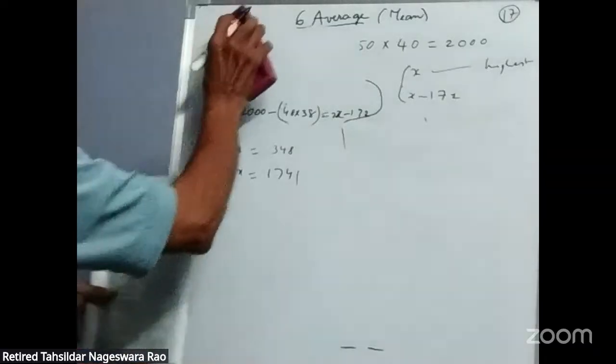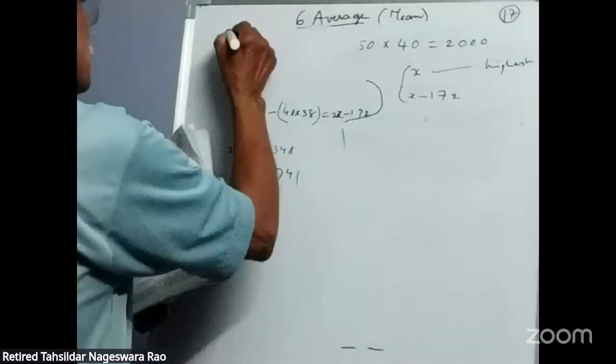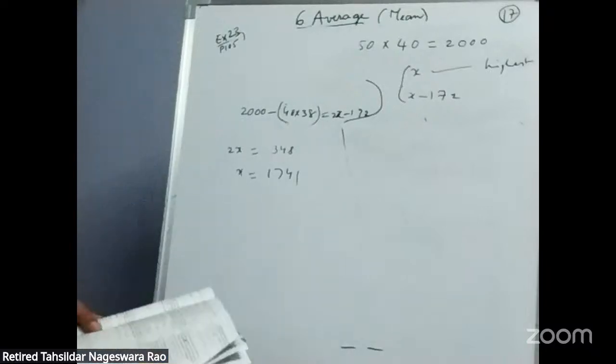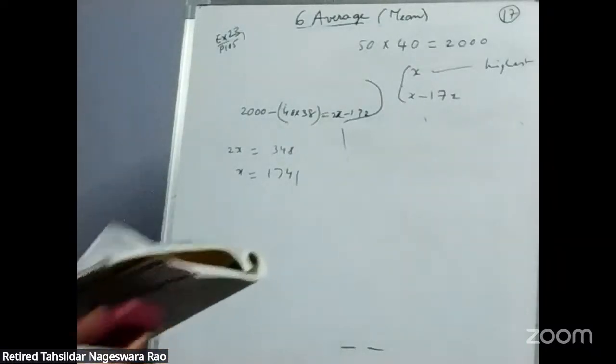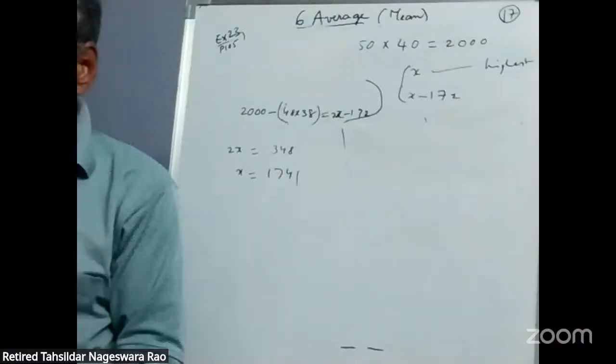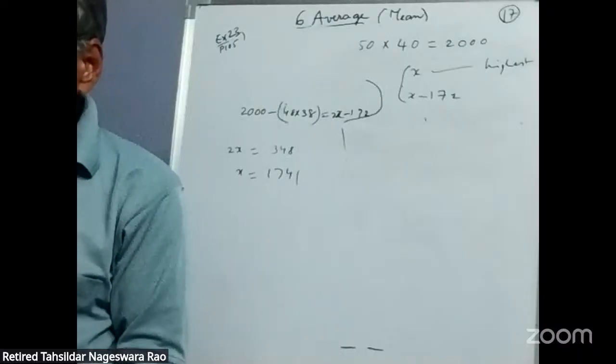Twenty-three. Ten years ago, the average age of a family of 4 members was 24 years. Since then, 2 children have been born, still the average age of the family is the same today. If the 2 children differ in age by 2 years, find the present age of the younger child.